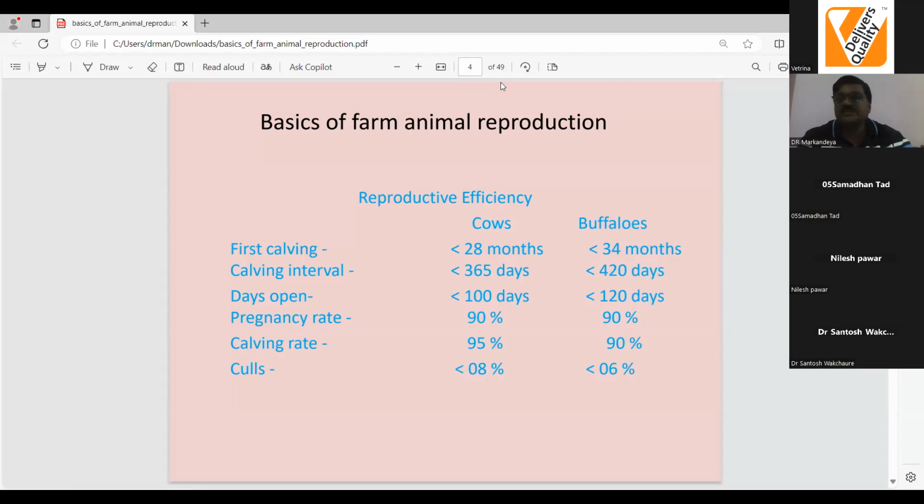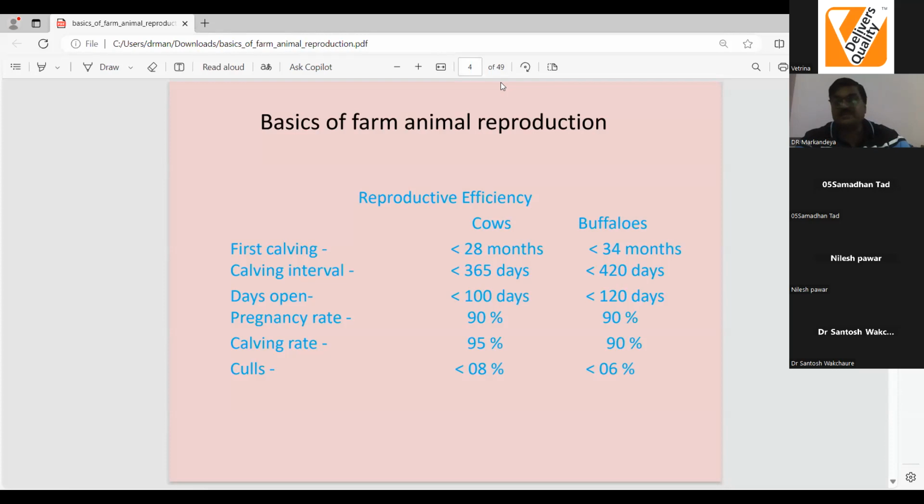Days open, we are expecting less than 100 days. That means we are expecting conception by the 81st day in cows, and in buffaloes by the 111th day, so less than 120 days. Pregnancy rate indicates that the total number of animals which should become pregnant on a farm must be 90%. So out of 10 cows, 9 cows must become pregnant yearly. The same is true in case of buffaloes.